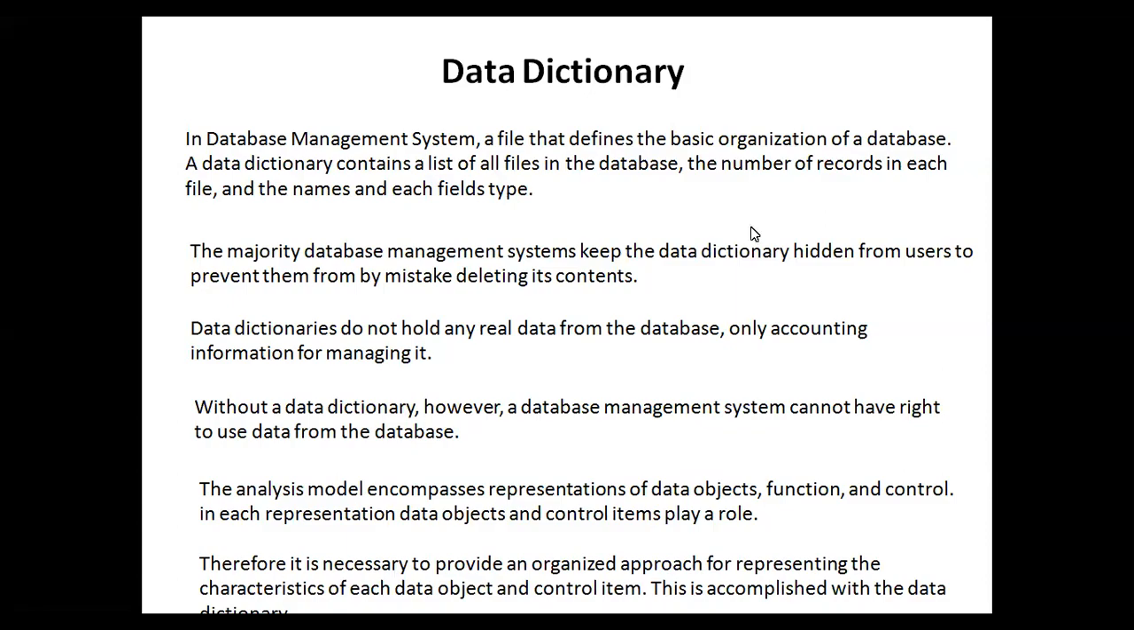The data dictionary is the proper organization of the data which is stored in a database. In the data dictionary, we have the list of files, the number of records in each file, and the names and each field type. Everything is stored in the data dictionary. The majority of database management systems keep the data dictionary hidden from the user.